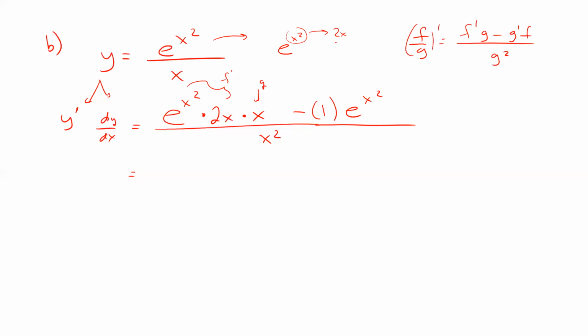Okay, the only other thing that we normally do here is if you have a factor on top, you can just factor that thing out and leave it e to the x squared. That'll be there. This will be 2x squared minus 1 over x squared. And that's a nice, pretty way of seeing it.